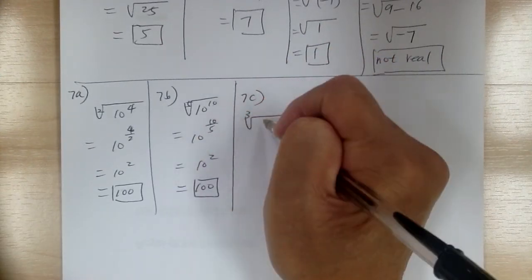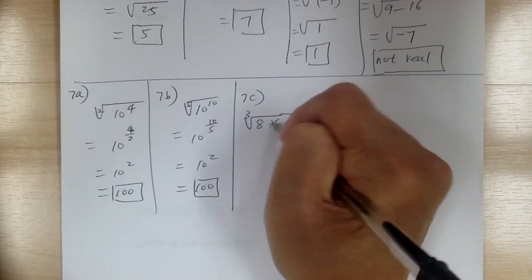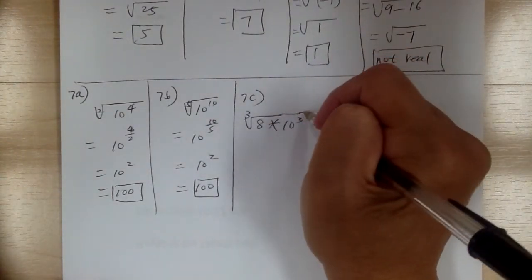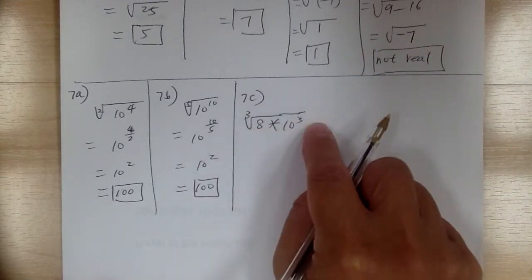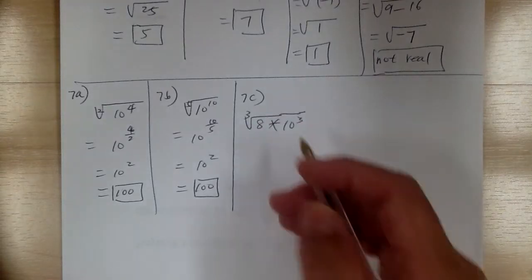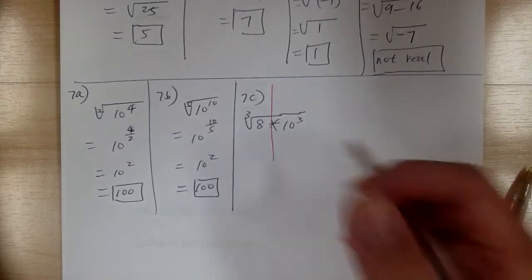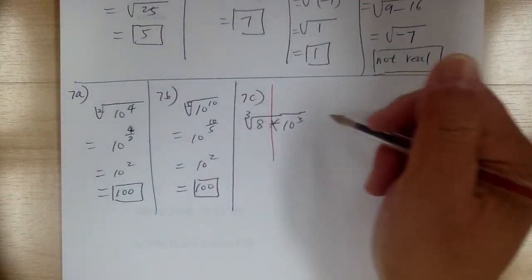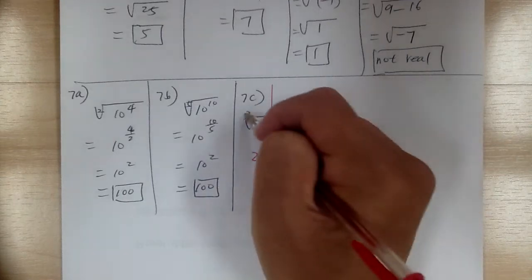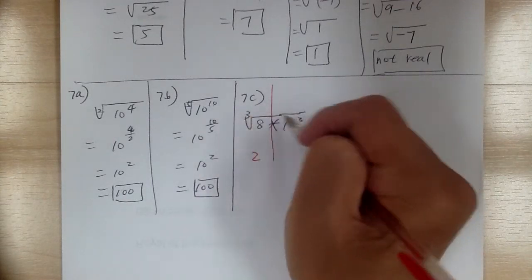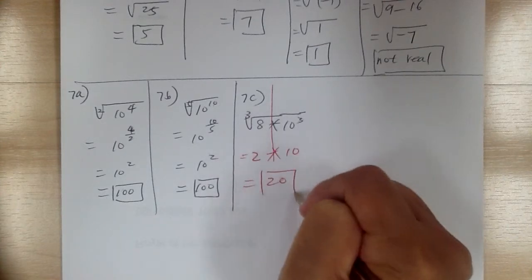You have the cube root of 8 times 10 to the 3. Now these are two factors, so you can do each part individually. Again, you can kind of chop it up. The cube root of 8 is going to be equal to 2, and the cube root of 10 to the 3, the 3 and the cube root will cancel out, so it becomes 10. So this will equal 20.